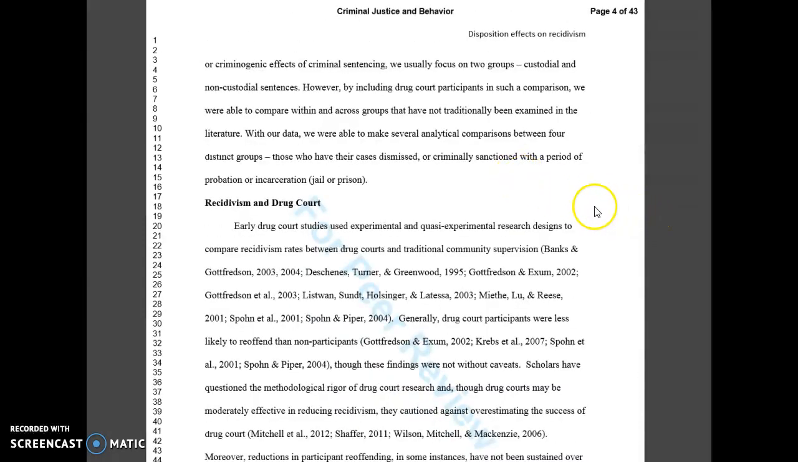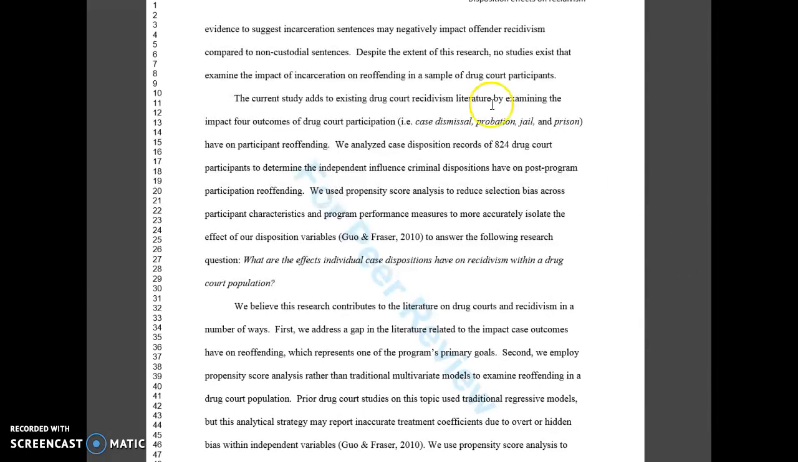Question 4 on the quiz was, who makes up the sample? Of course, in that previous paragraph up here, we do see that it is drug court participants. Though when we get into the methods section, it's more specific on where these 824 persons come from and when they exactly participated in drug court. But here you get an idea.